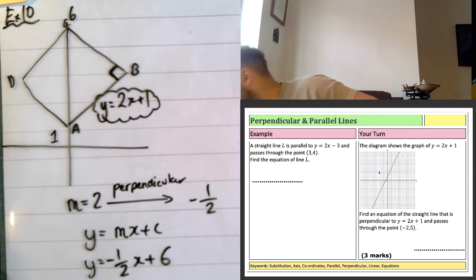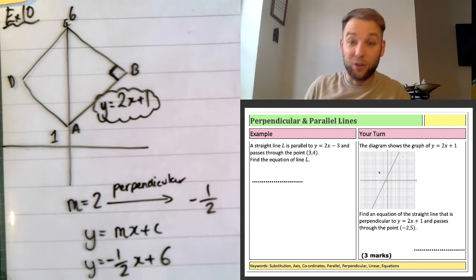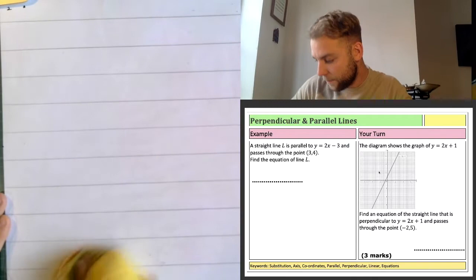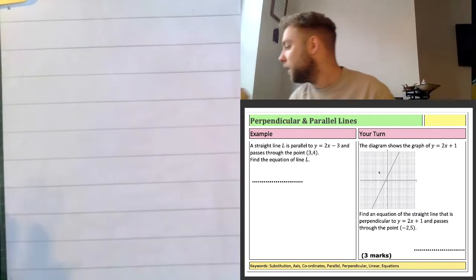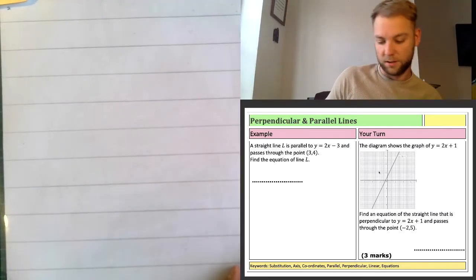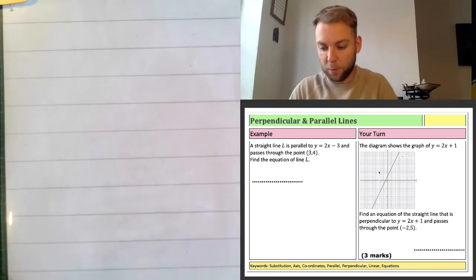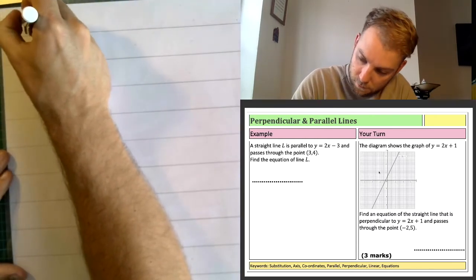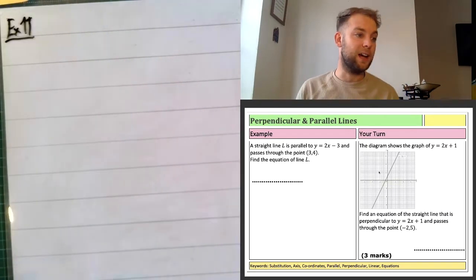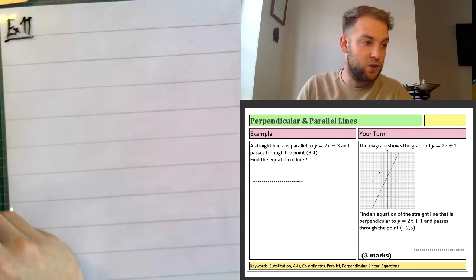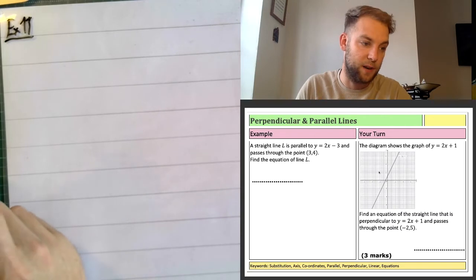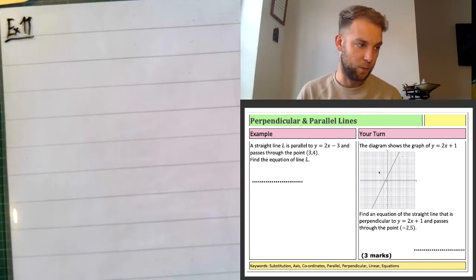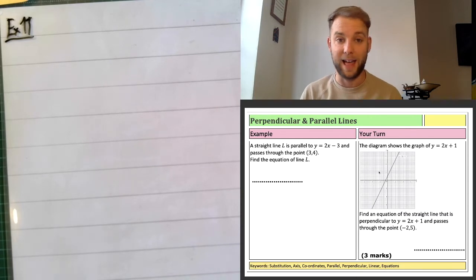Now these ones are your creme de la creme, your hardest of the hard, I'd say. They do get harder in A-level, but these ones here are your tricky questions. So this one here is example 11. A straight line is parallel to 2x subtract 3 and passes through the point 3, 4. Find the equation of the line L.